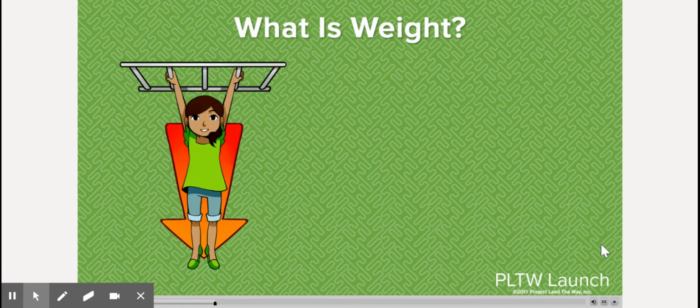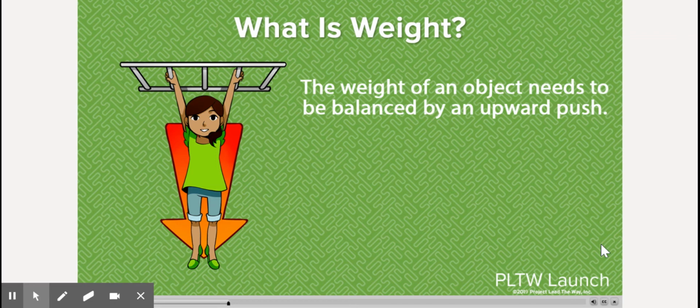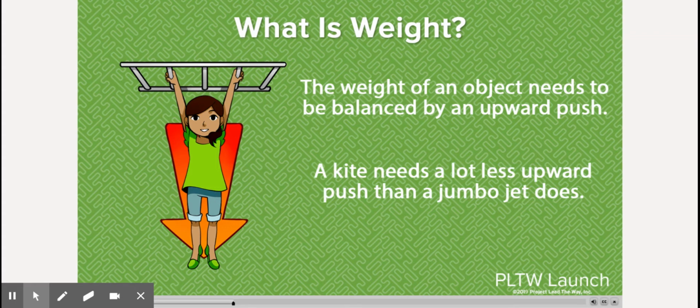What is weight? Everything on Earth has weight. This force comes from gravity pulling down on objects. The weight of an object needs to be balanced by an upward push. A kite needs a lot less upward push than a jumbo jet does.